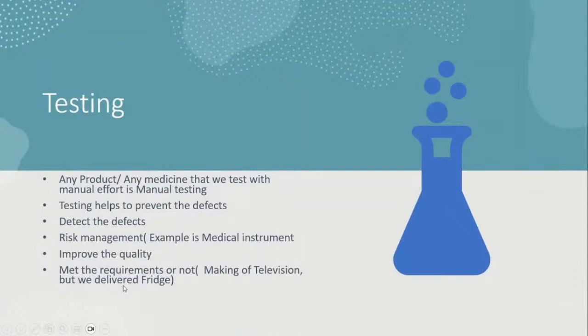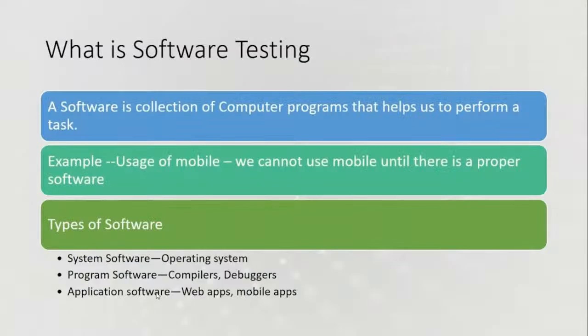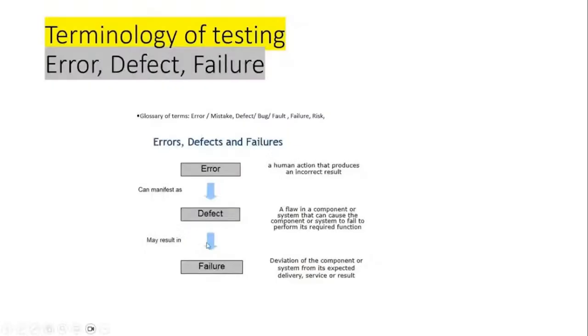So here what is happening? It is a human error. What was the developer's responsibility? He was supposed to deliver a television, but he delivered a fridge, right? So that is a human action that produces an incorrect result. So what was the result? Rather than giving a TV, he gave you a fridge. So that is called an error.